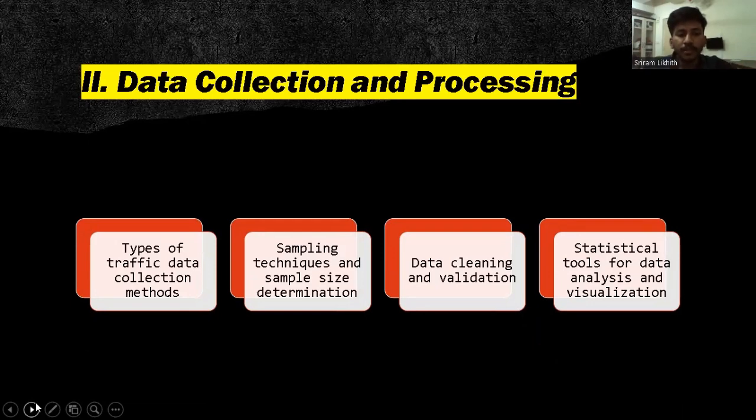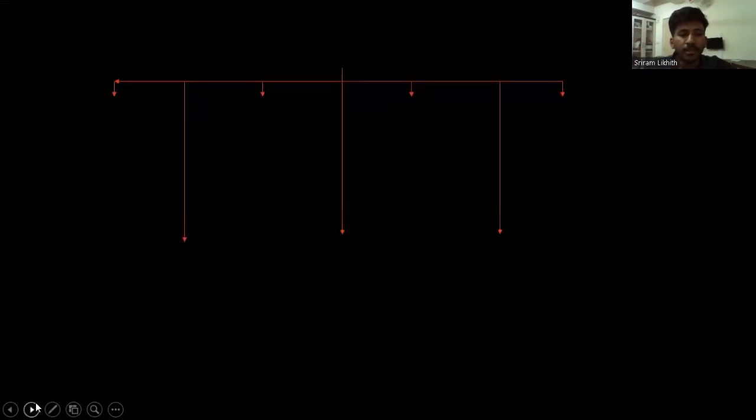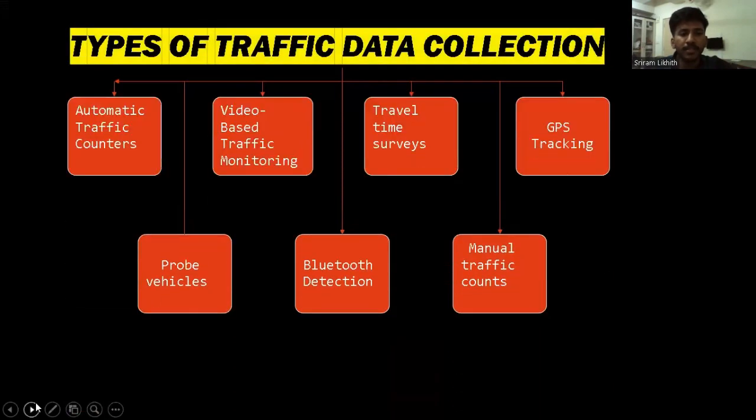If we go to the types of traffic data collection methods, there are basically 7 types: automatic traffic counters, video-based traffic monitoring, travel time surveys, GPS tracking, probe vehicles, Bluetooth detection, and manual traffic counts. Among these, the techniques used in modern society differ, and techniques like travel time surveys and manual traffic counts were introduced in the 19th century.